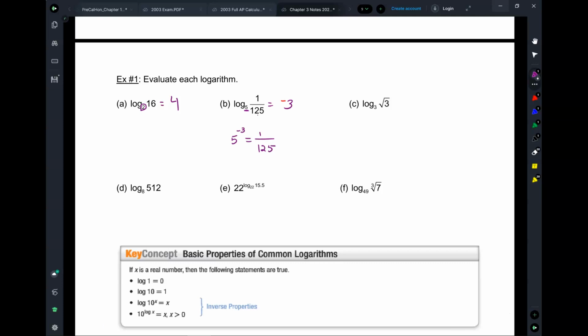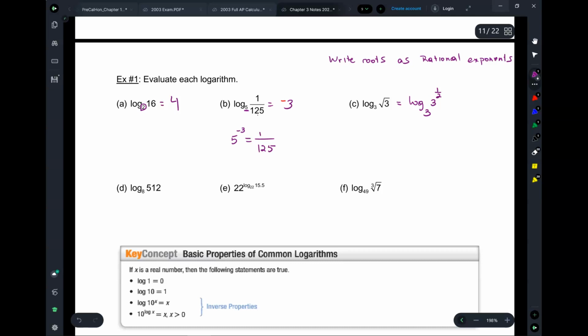Okay? Now, for ones like this, when you have a root, always write roots as rational exponents. So this will be log base 3 of 3 to the 1/2. Okay? I just rewrote the root 3 as 3 to the 1/2. So now look at this pattern. What happens if you have log base 3 of 3 to a power? The base goes away and you just have 1/2. And that's totally something you can do without a calculator, no?